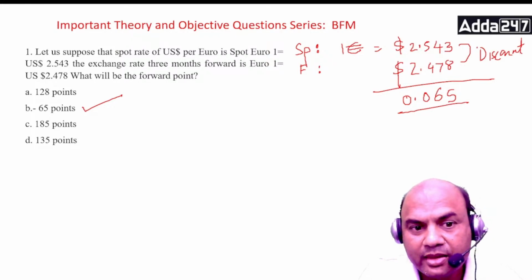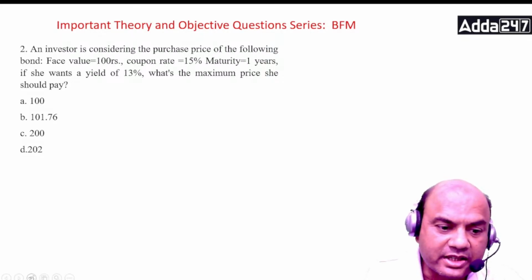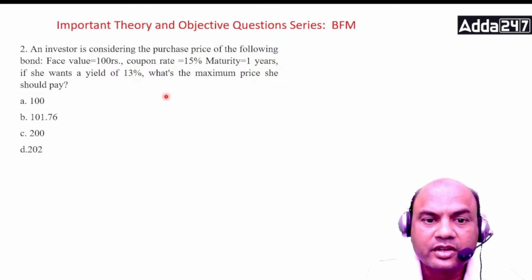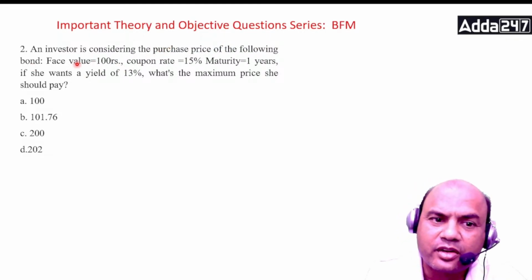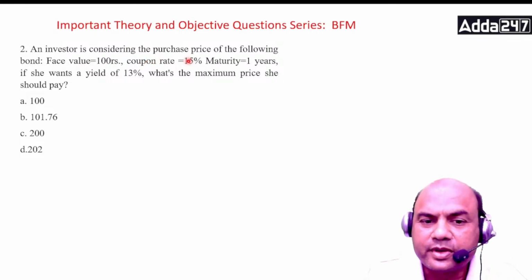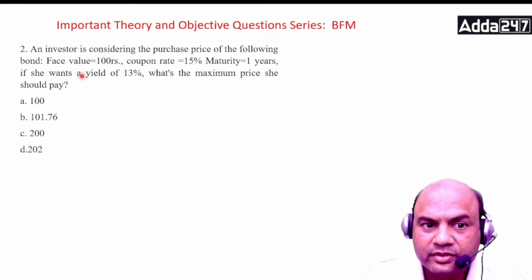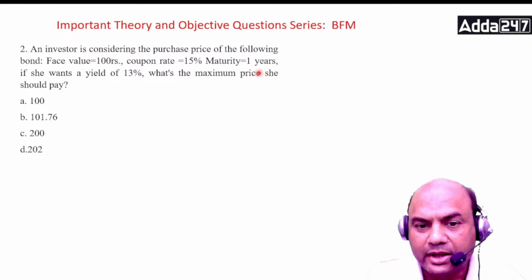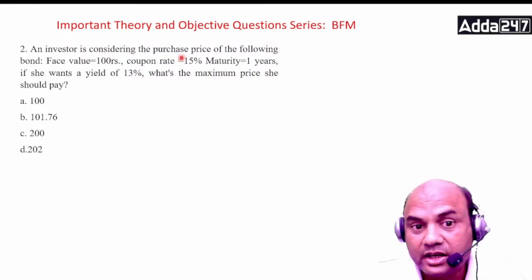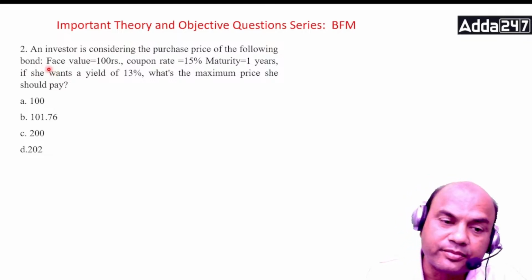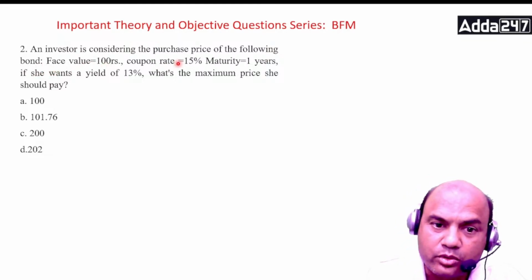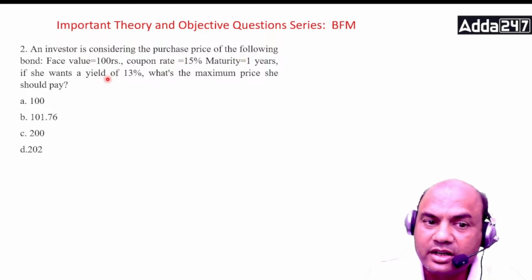Second one. An investor is considering the purchase price of the following bond. So he is planning to purchase. Face value 100. Coupon is 15%. Maturity is 1 year. If she wants a yield of 13%, what is the maximum price she should pay? So kindly note, it's not only he, it should be she also. Of course, we can't be gender biased in this. So face value is 100, coupon rate is 15, maturity 1 year, yield required is 13%.